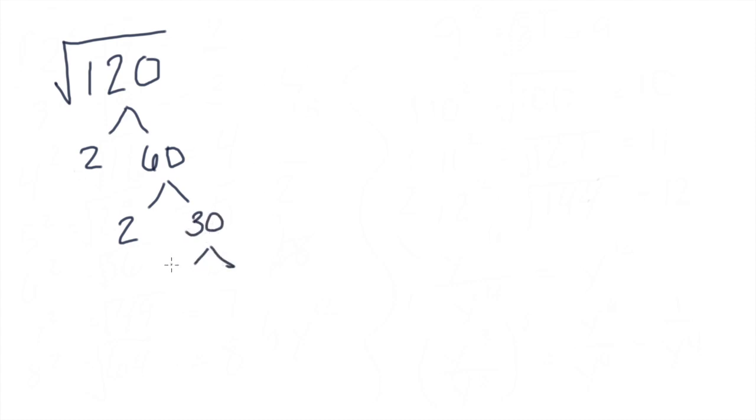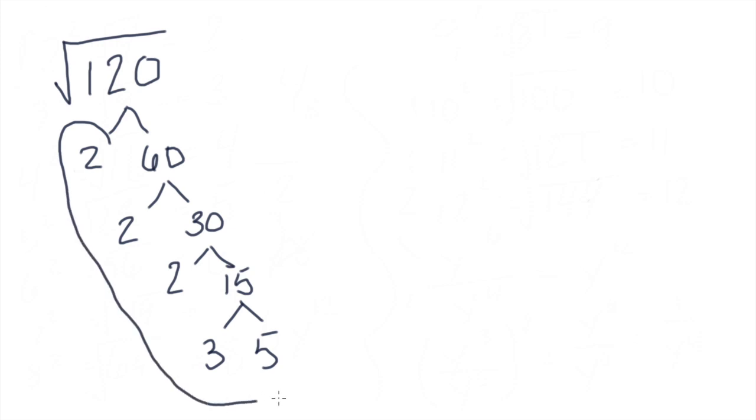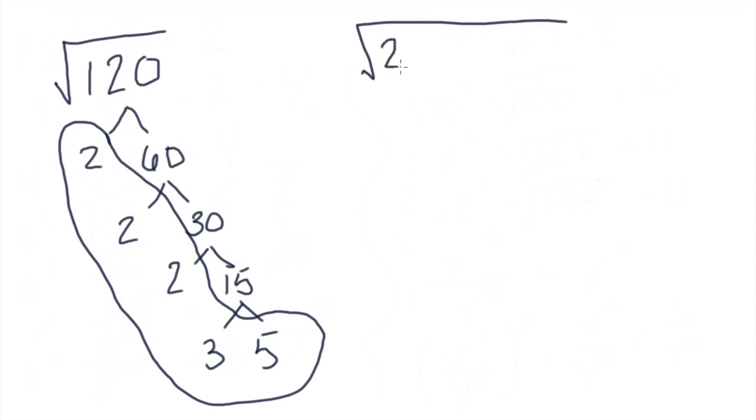30 is divisible by 2, so that'll turn into 2 and 15. 15, however, is not divisible by 2. So we go to the next smallest prime number, which is 3. 15 is divisible by 3, and that gives us 3 and 5. So now what we're going to do is circle all of our branch ends. Branch ends are areas that we have fully simplified out of the number 120, right? So we're going to circle all of these, and I'm going to put them all back underneath the square root. I'm going to have 2 times 2 times 2 times 3 times 5.